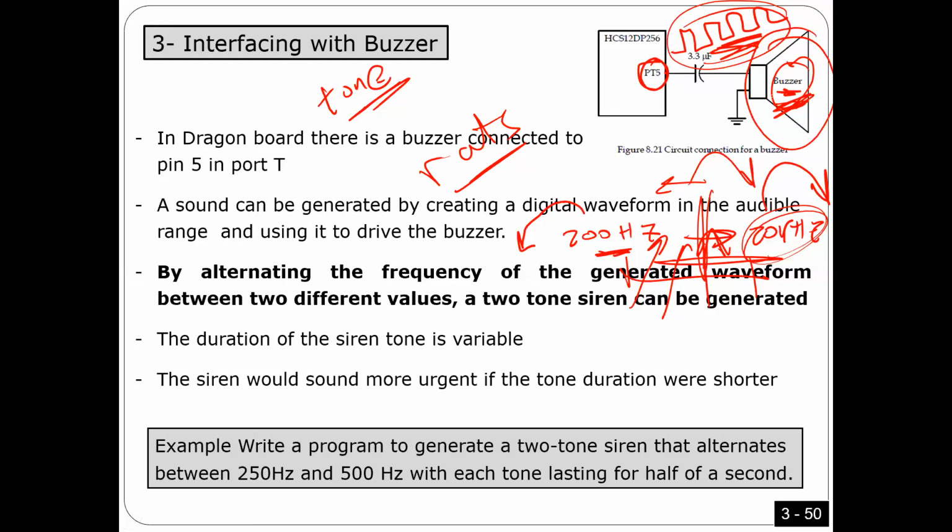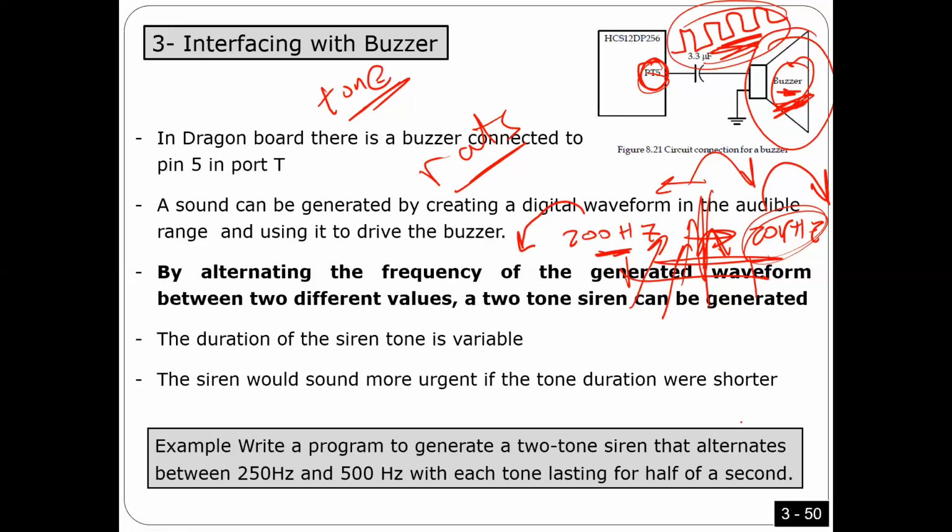So now let me summarize what I said. We have a buzzer connected to only one bit, PT5. All you have to do is generate a square wave. You already know how to do it, but you have to keep the frequency in this range. I don't have time for the program now, but I can say something so that when we meet at 4:30, I can talk about it.